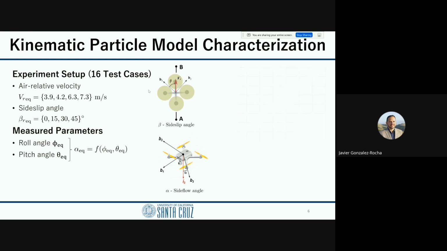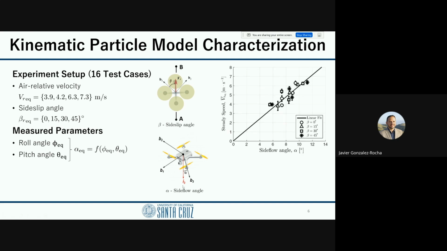And so, until I jump into the results, just to give you, here's the picture of the aircraft. So really essentially, alpha, the side slip angle, is the angle between B3 and I3, right? Where I3 is pointing downwards, so it's an inertial reference frame, and B3 is the body reference frame. So we get this plot.